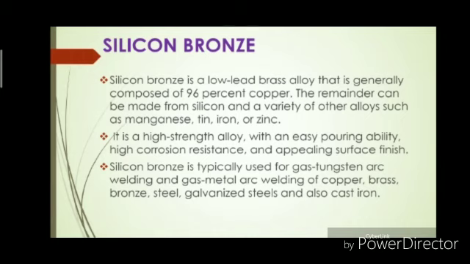One of the main disadvantages of this silicon bronze is that it is expensive and difficult to recycle. It is difficult to remove the matrix from the alloy in the process. So silicon bronze is typically used for gas tungsten arc welding and gas metal arc welding for copper, brass, bronze, steel, galvanized steels, and also cast irons.